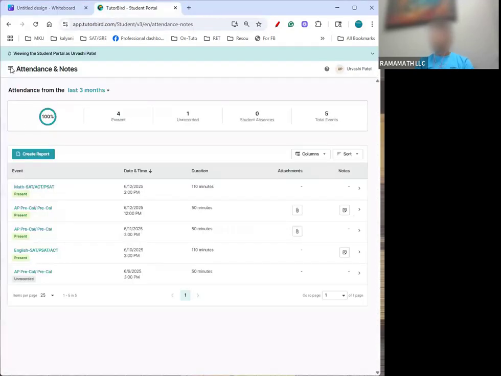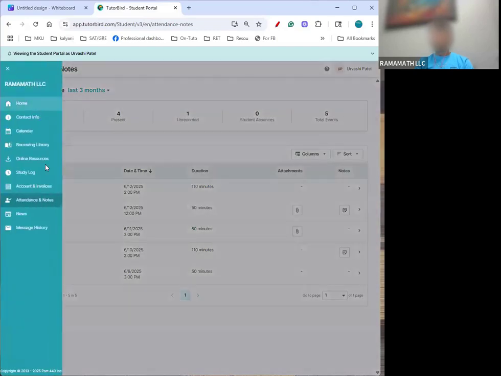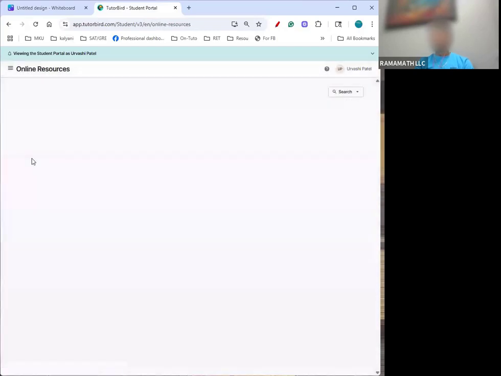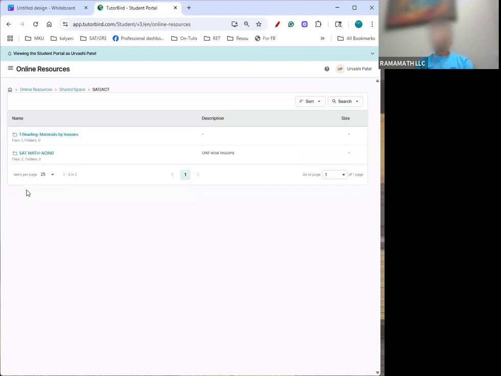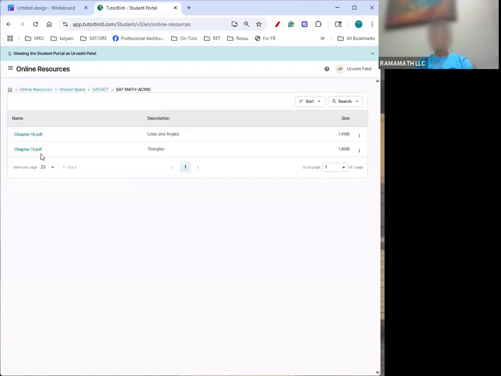Now, if you want to find your homework, you go to online resources, shared space. And in this one, obviously, we are SAT, ACT. And then there are two things. From the last reading class, you have a homework. Please get this done, study, go through it, and then at the end they have some questions on it. Some of you guys already turned the homework in. That's good. Now for the math, I already updated the homework for you guys. If you click on this folder, you have two of them, triangles and lines. So you have two documents that you need to work through.